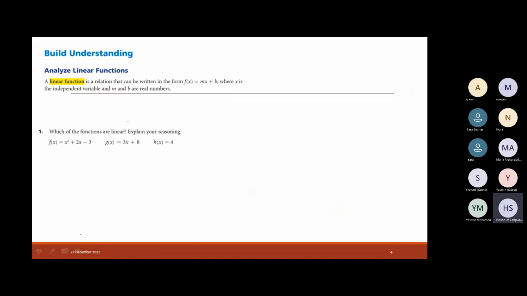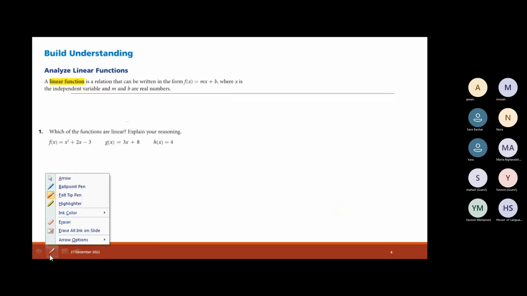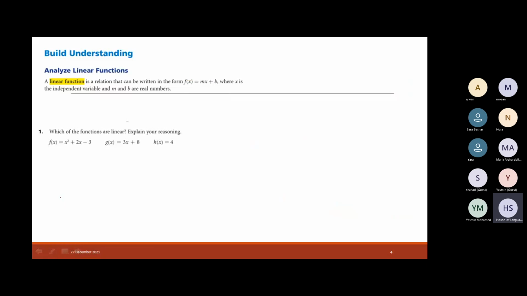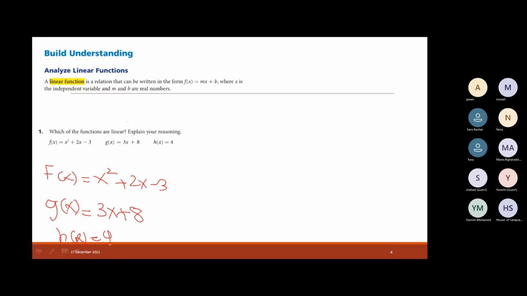Number 1 in your book: which of the functions are linear? I will write them here now. The first one, f of x is x squared plus 2x minus 3. The second one, g of x is 3x plus 8. And the third one, h of x is 4. Are these examples functions or not?